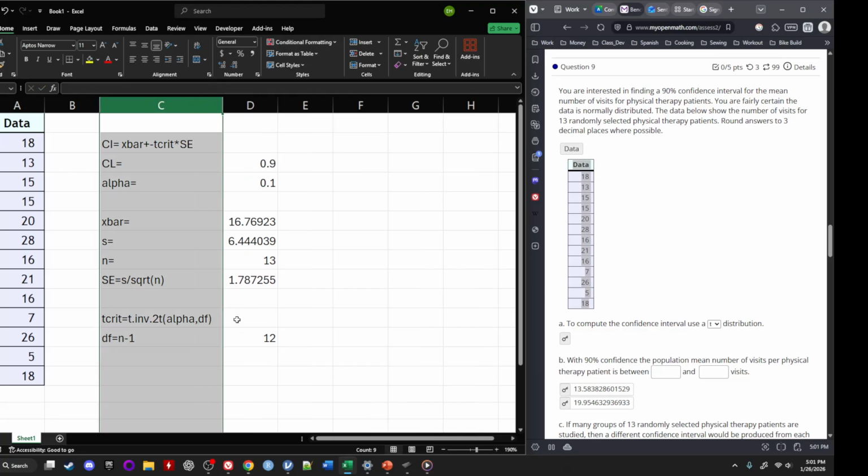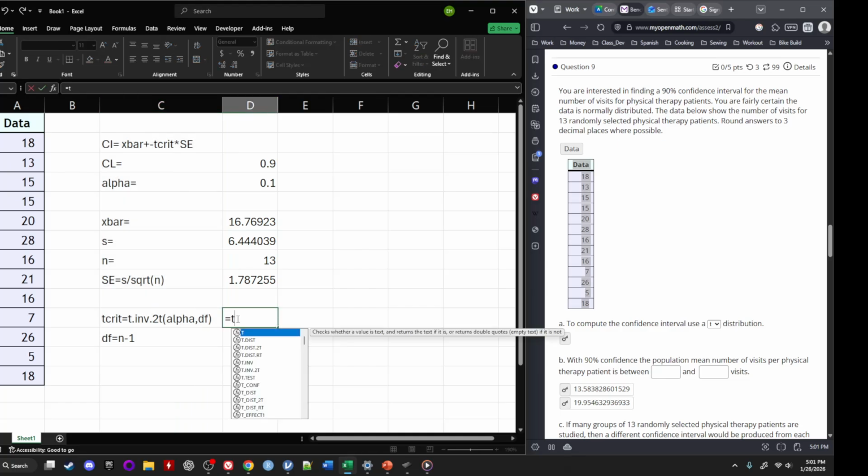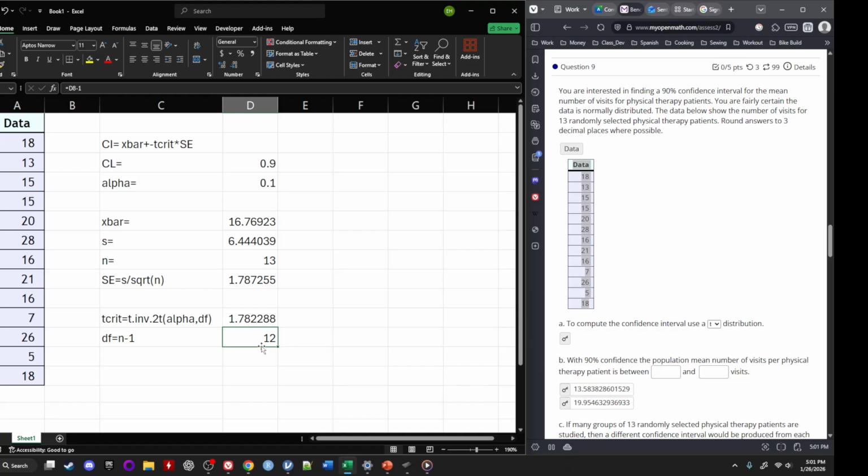Let's double click on this guy. So we'll do equals T.INV.2T. Then we need the probability that we're interested in, so we'll do 0.1, and we'll do comma, and then the degrees of freedom. I think we need 13. Whoops, no, not 13, 12. We just calculated it. And we actually want the absolute value of this. Oh, it already gives us the absolute value. Great. So it calculates out our t-critical value.